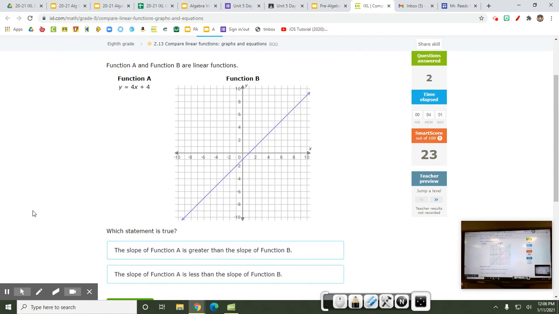So all we're doing is we're just comparing the functions. So far, all it asked for is slope. All right, so just be able to find the slope from an equation and be able to find the slope from a graph.